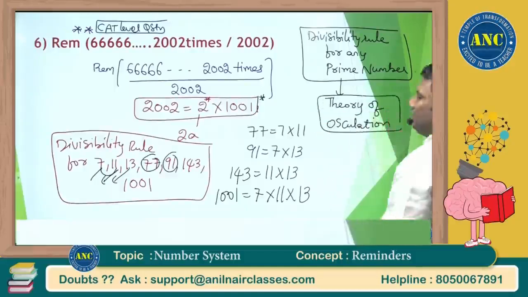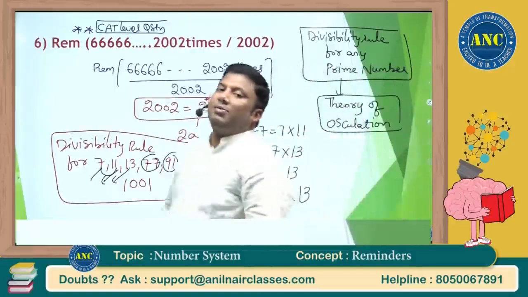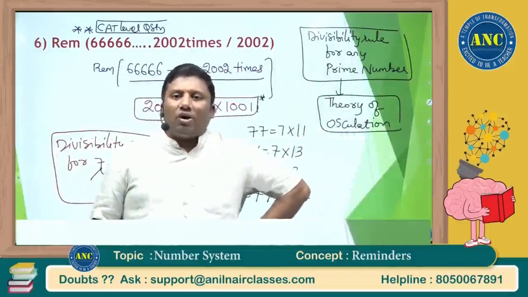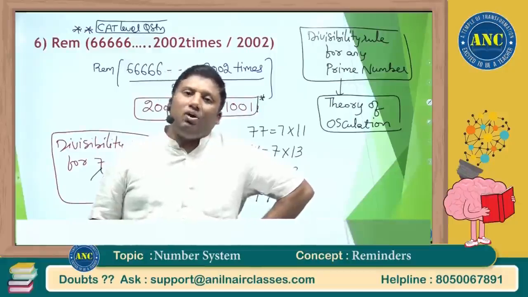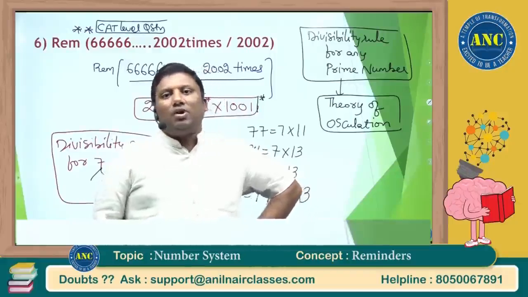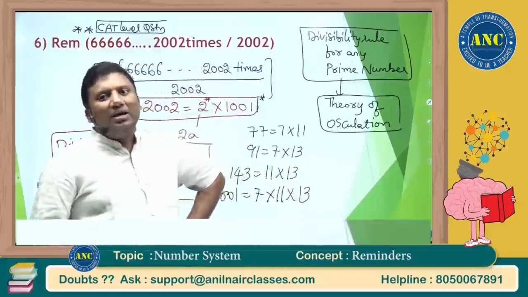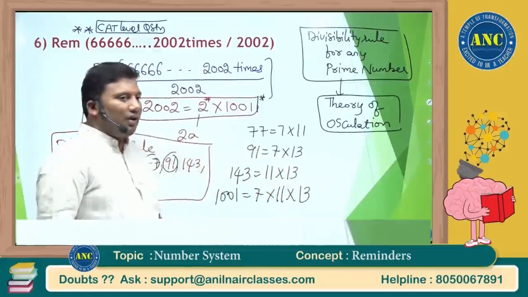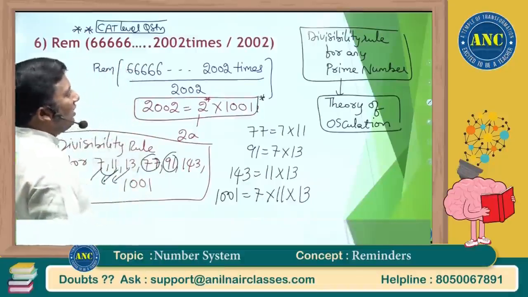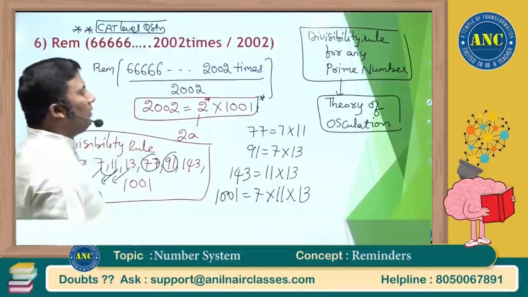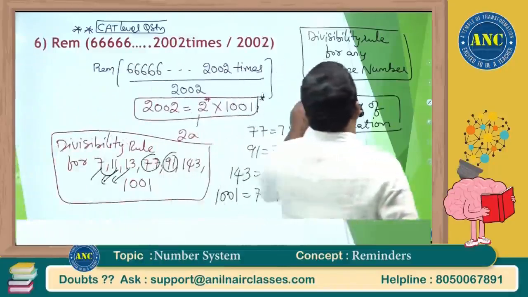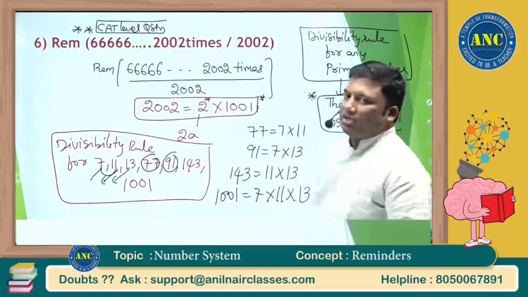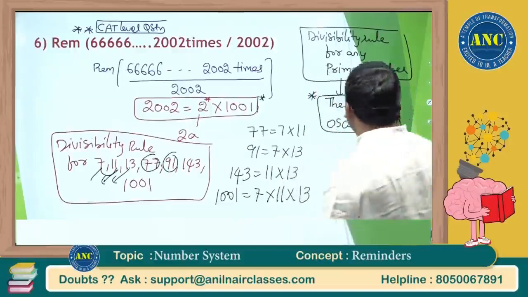Very, very interesting theory. We will find the divisibility rule of 41, which you will not find in any of the local textbooks. Divisibility rule of 43. Divisibility rule of 73. Divisibility rule for 137. Divisibility rule for any prime number is derived from the concept theory of osculation.